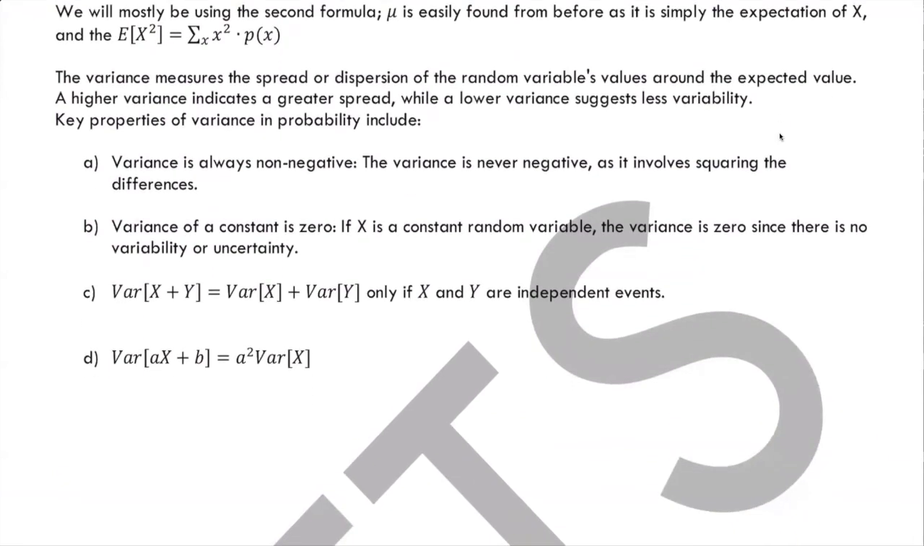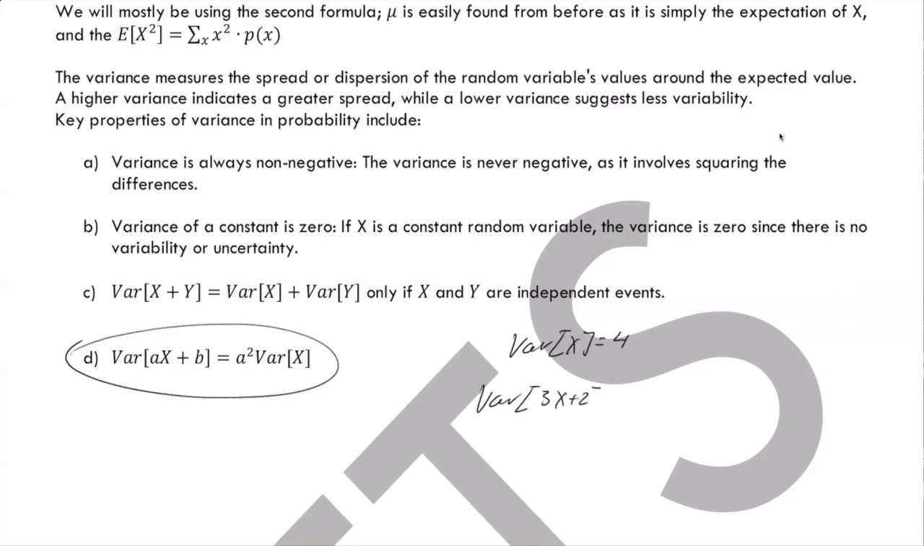Here are some properties about variance, but again, you don't have to really worry about these ones as much. You do kind of have to worry about this one. The variance of ax plus b is a squared times variance of x. So if I told you the variance of x equals 4, and I want you to find the variance of 3x plus 2, then this just equals 3 squared times variance of x. So let's break down why that's the case.